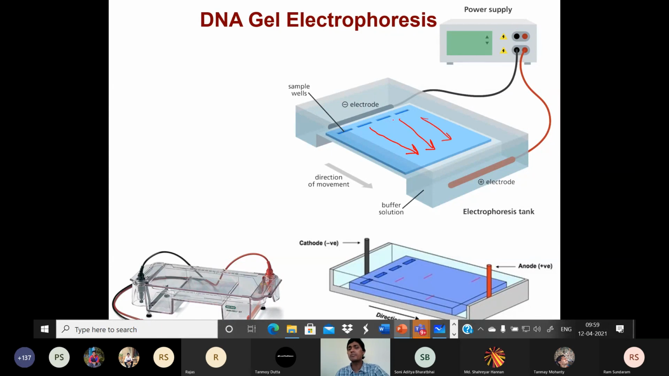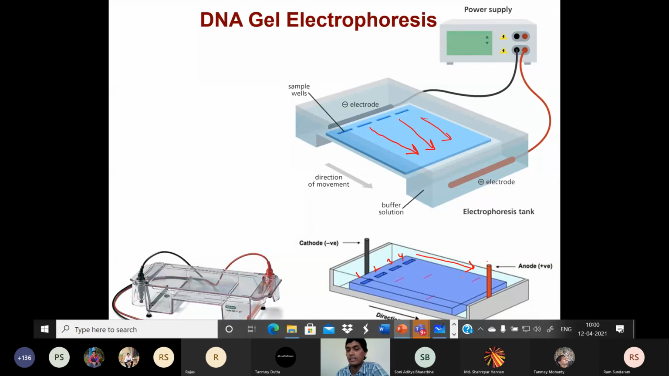The composition of the gel is the same everywhere. So what will be the determining factor of their migration? The length of the DNA, the mass of the DNA, because all DNA is negatively charged also. In this case, you can see you have 4 wells, well number 1, 2, 3, 4, like 4 DNA samples you have loaded, and they have migrated in this direction. Why? Because this is the negative electrode, this is the positive electrode. That's why they have migrated.